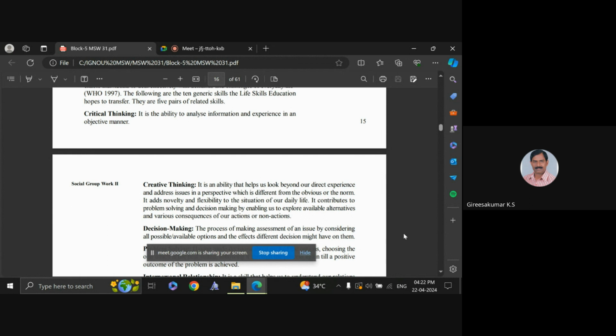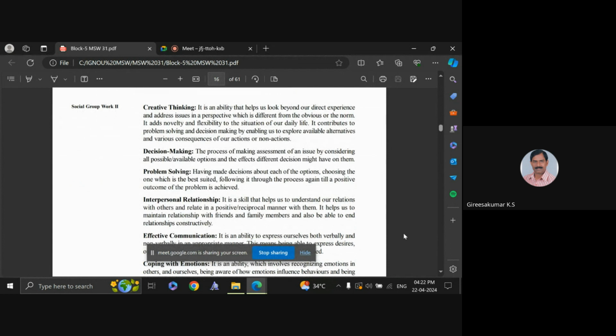And critical thinking helps us look beyond our direct experience. That will help in problem solving. Then decision making, which I have told you. Decision making is a process of making assessment of an issue by considering all possible available options. The right decision, the correct decision, must be taken. Then that is problem solving.